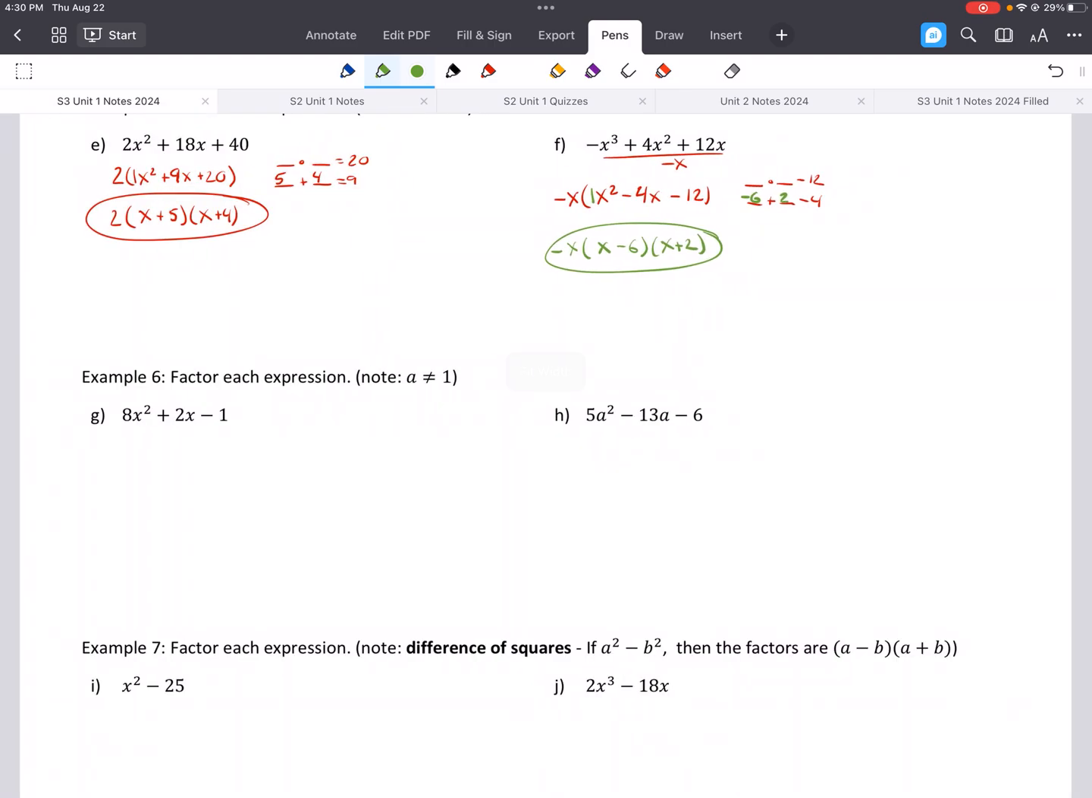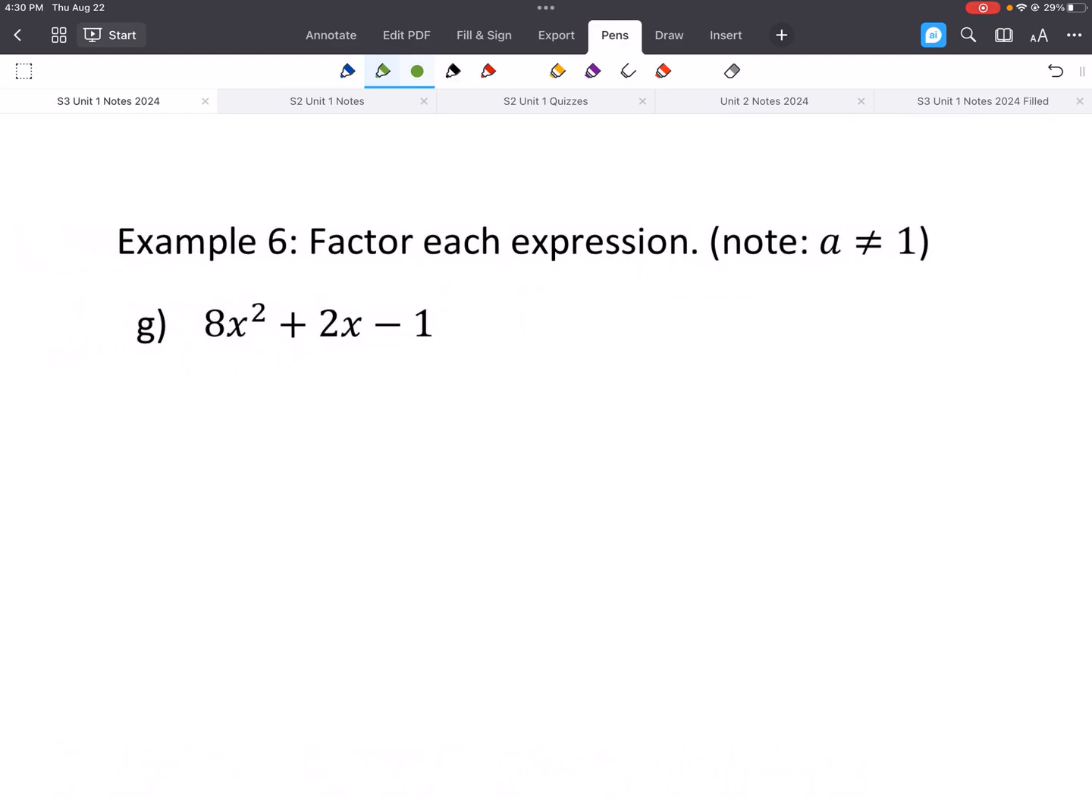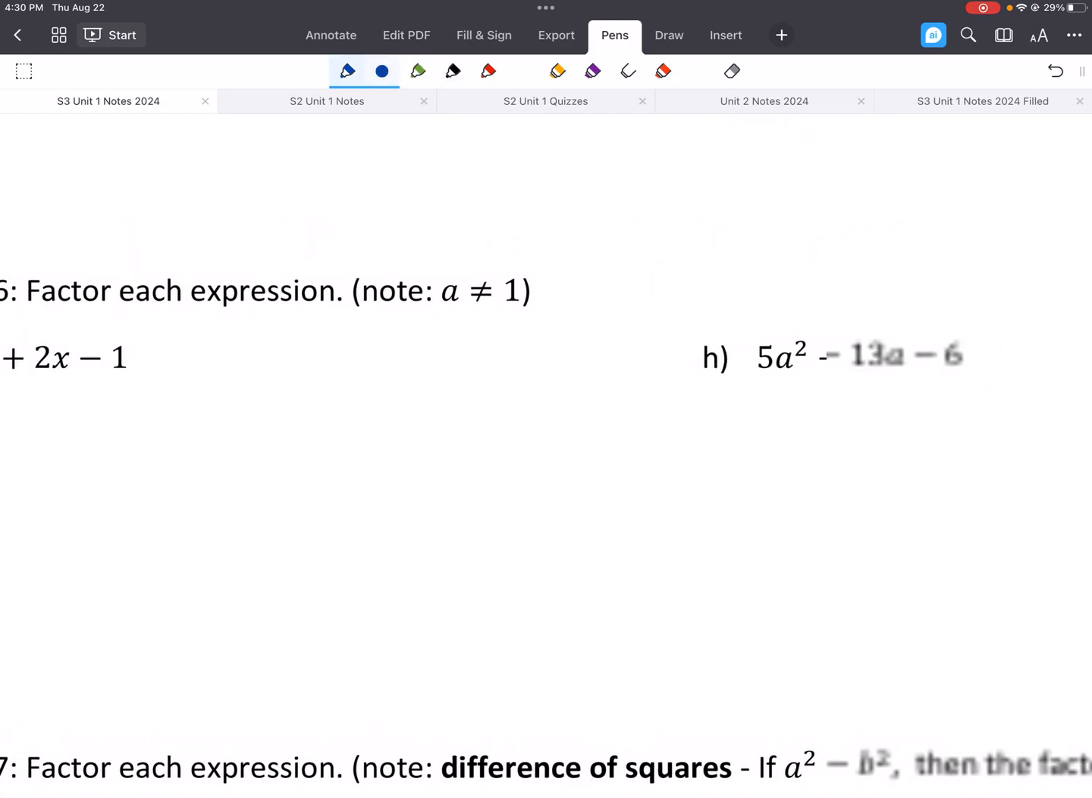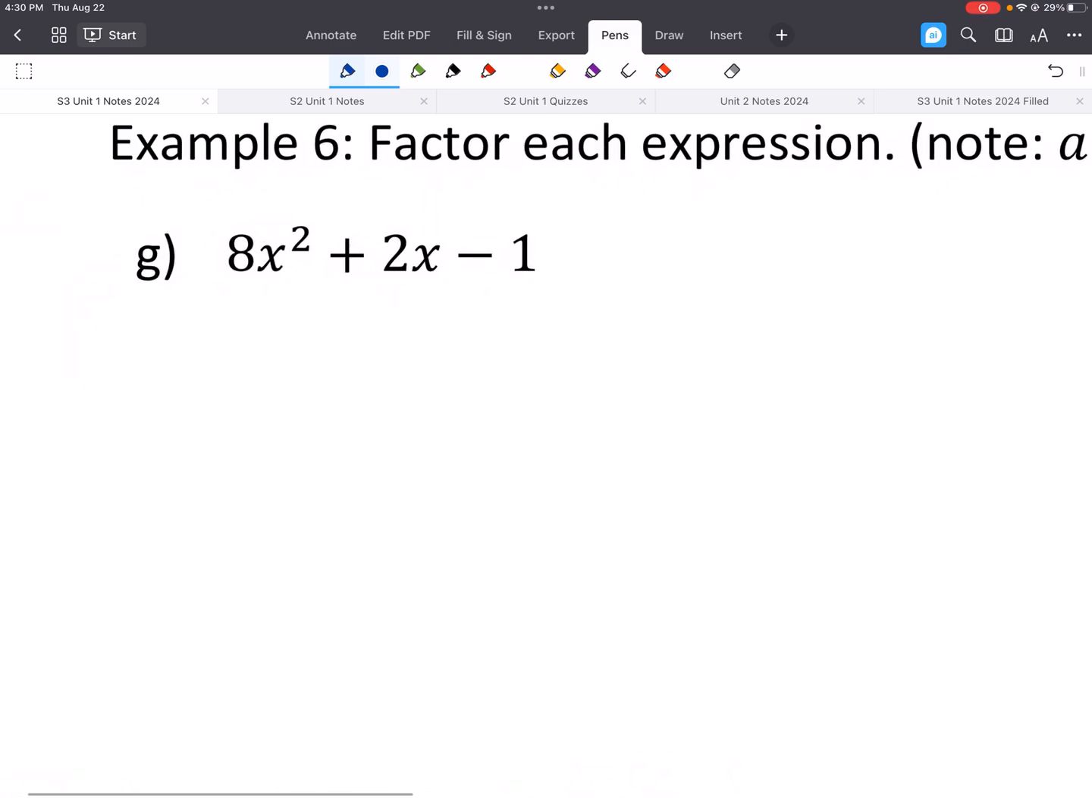All right, now we have it when a is not 1. We'll probably just do one of these. I have the other in the filled in notes if you want to have a look, okay? Trying to decide which one I really want to do. Yeah, let's do this one, okay?